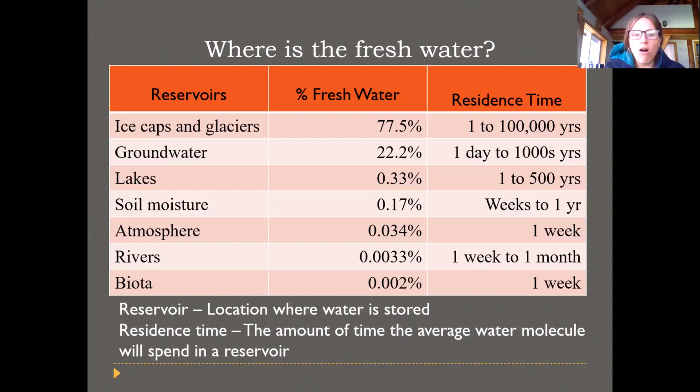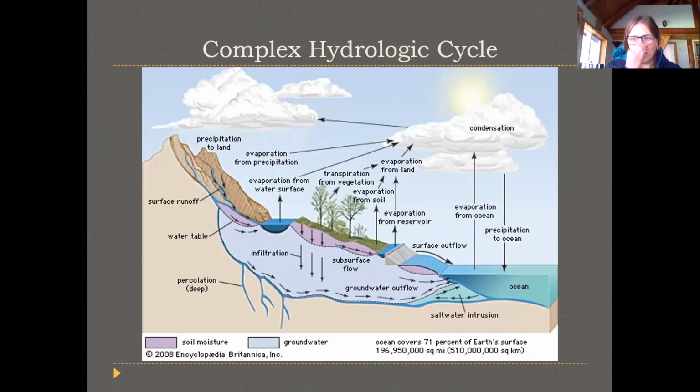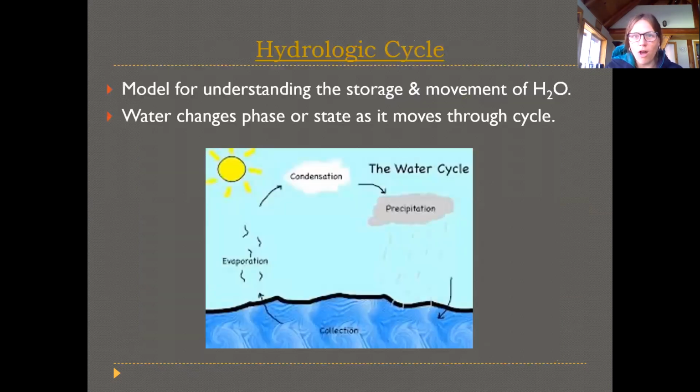So anyway, we call these different places that water might be stored reservoirs. And of course, that doesn't mean that they're literally a reservoir, a man-made lake to store water, but they're a place where water can exist on the landscape. Okay, so the water moves between these different reservoirs in what's called the water cycle.